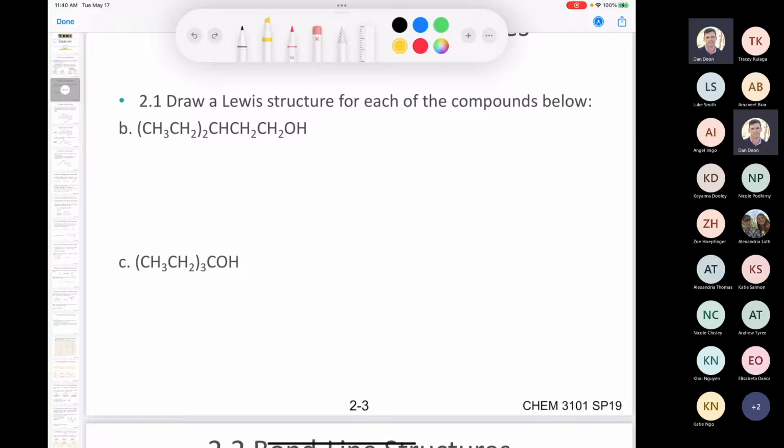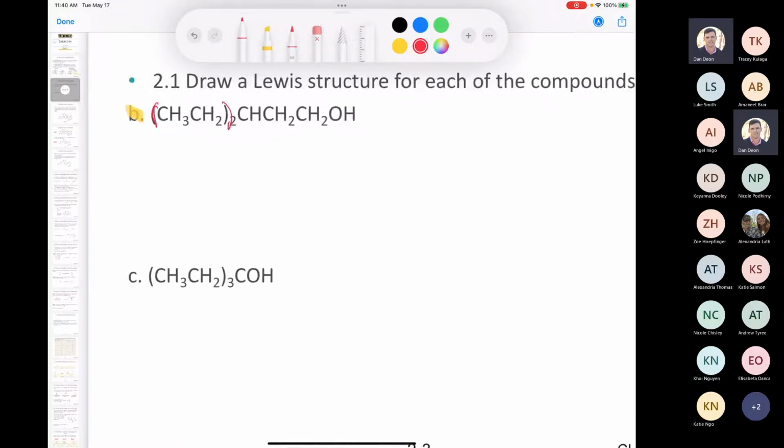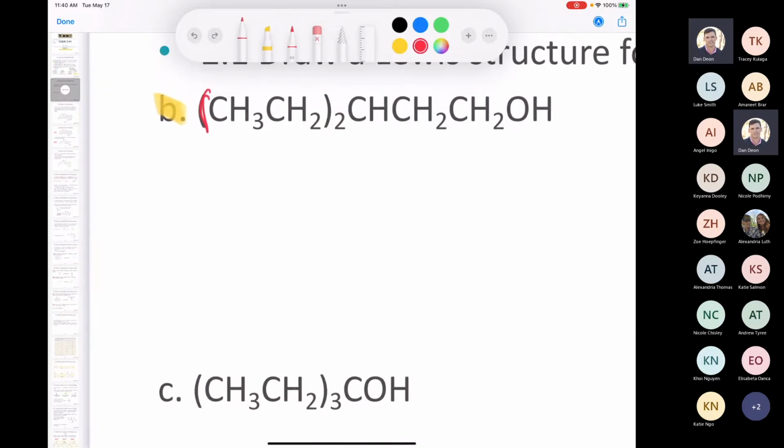And these are fully condensed structures. We'll start with B, it's 2.1b. And notice the first thing I see is that we've got an open bracket and a closed bracket, and then we have a 2. So what that means is we've got two CH3CH2s attached to a CH.